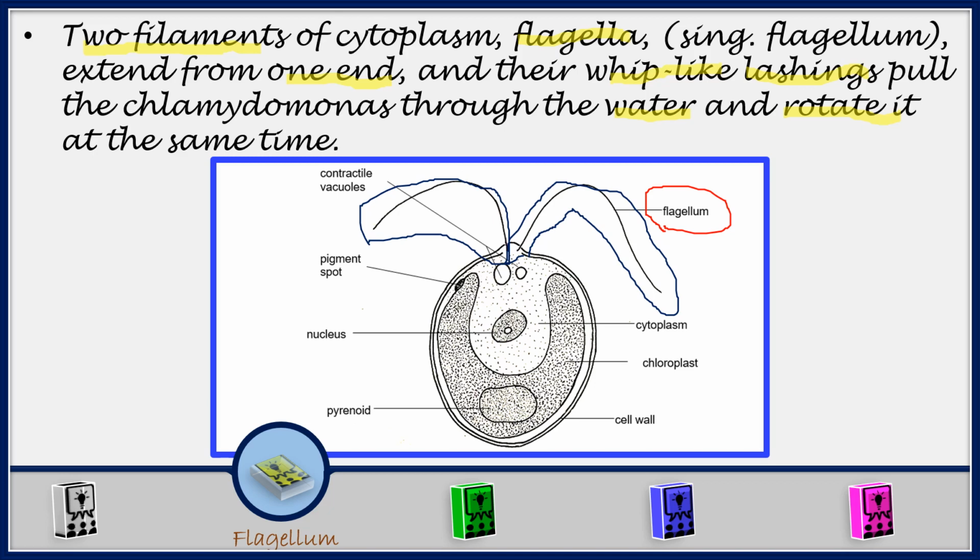Now these ones are all at one end. They are coming out from one end. And their main work is to lash side by side. When they do that, they propel the Chlamydomonas through the water, and they also make it rotate as it is moving.